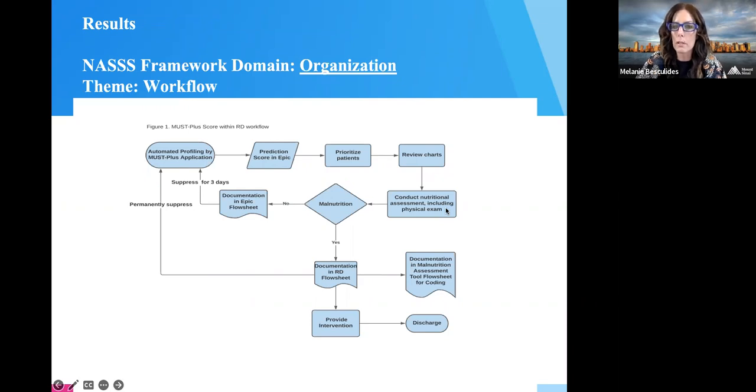they conduct a nutritional assessment, including a physical exam. They give a diagnosis of malnutrition. If no, they document that in an Epic flow sheet. It gets suppressed for 3 days and pops back into the system. So it happens again, and it goes through that repeatedly. Whereas the original MUST would never do that. You would just get the screening once. So this is an advantage of the system. If an RD says that a patient is malnourished, they document into a flow sheet in 2 different places, one for coding for payment for the hospital, and then an intervention is provided, and eventually the patient is discharged.